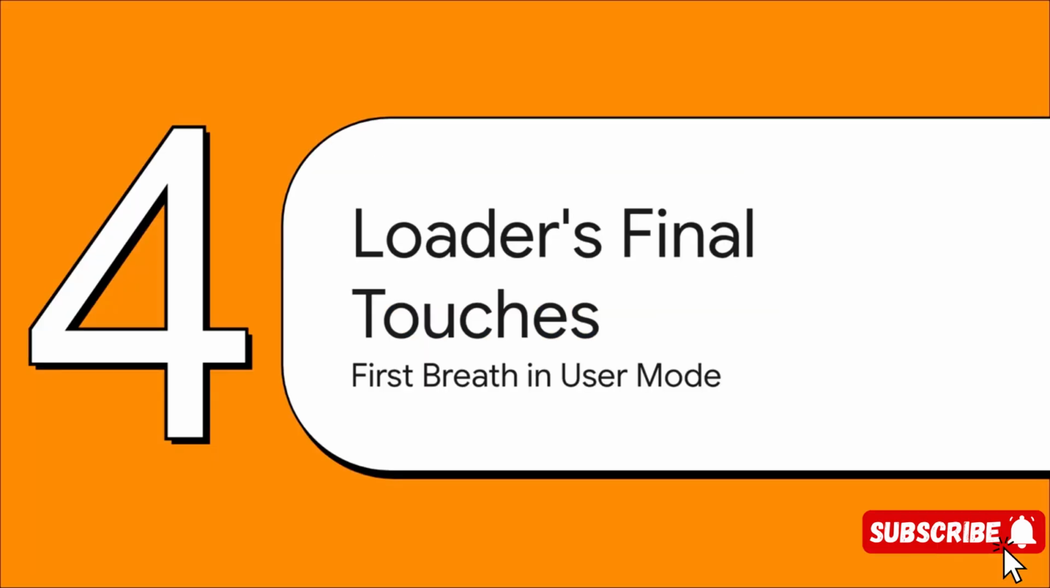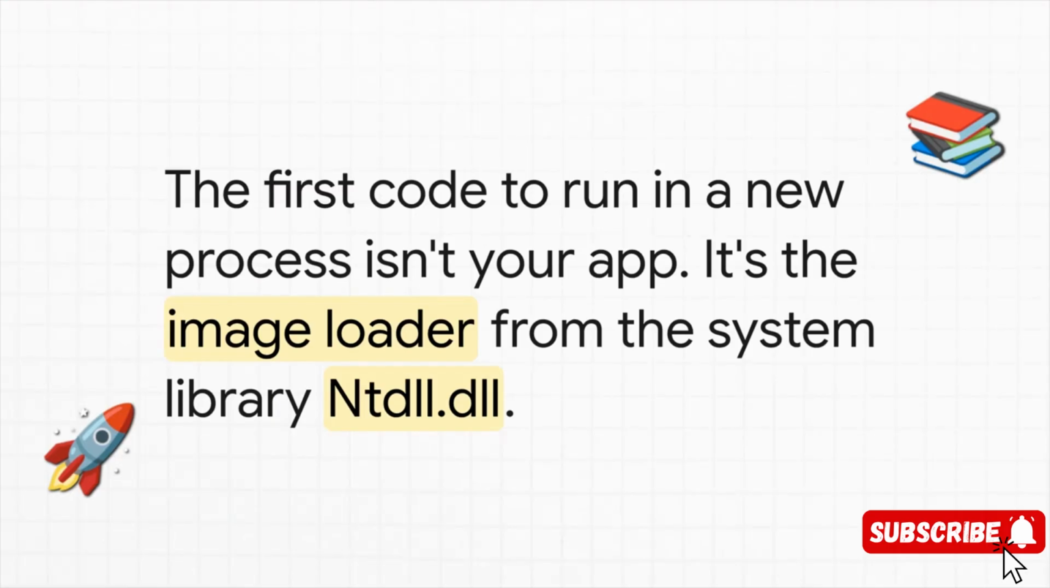So, the kernel's heavy lifting is now done. We've got a process and we've got a thread ready to go. But it's still not running our application. For the final stage, control gets passed back across that boundary, into user mode. So here's a common misconception. The very first code that runs in a new process isn't your app's code at all. It's the system's image loader, which is the special routine tucked away inside the core NTDLL library. This loader's job is to prepare the stage before your program can even think about starting.